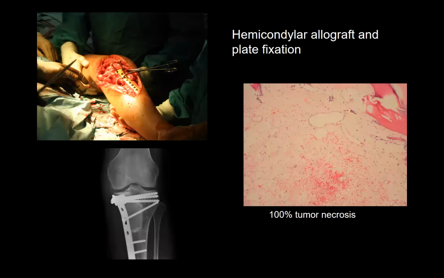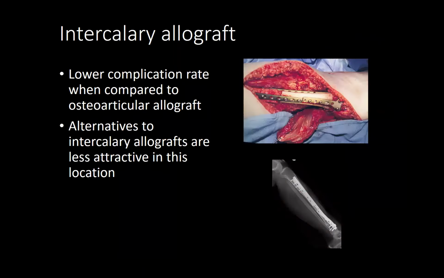So this is what that looked like ultimately. You can see that it's really just this medial joint surface. And you have to remember that you've got the meniscus there. So if you can preserve the meniscus and tack that down and it lives, and you've got enough stability and your collaterals, this can be a pretty good function. Fortunately, this patient had 100% tumor necrosis, which makes you feel a little bit less nervous about having close margins. In the intercalary setting, they have a lower complication rate compared to osteoarticular allografts.